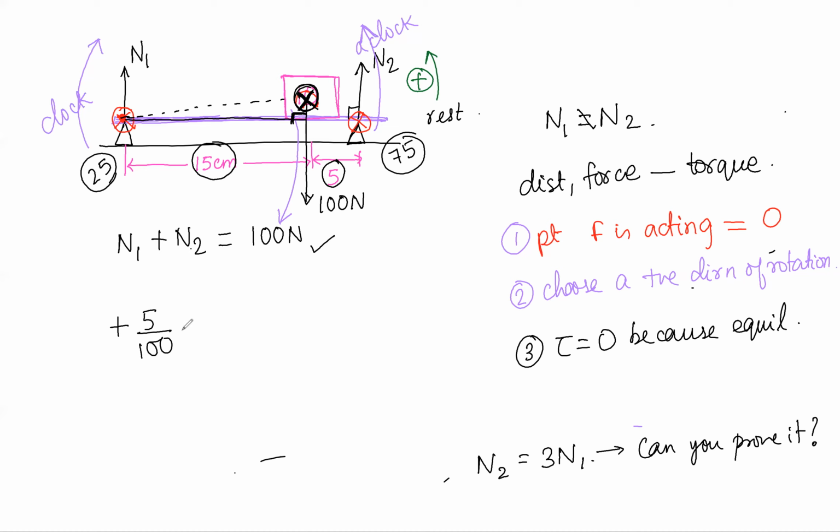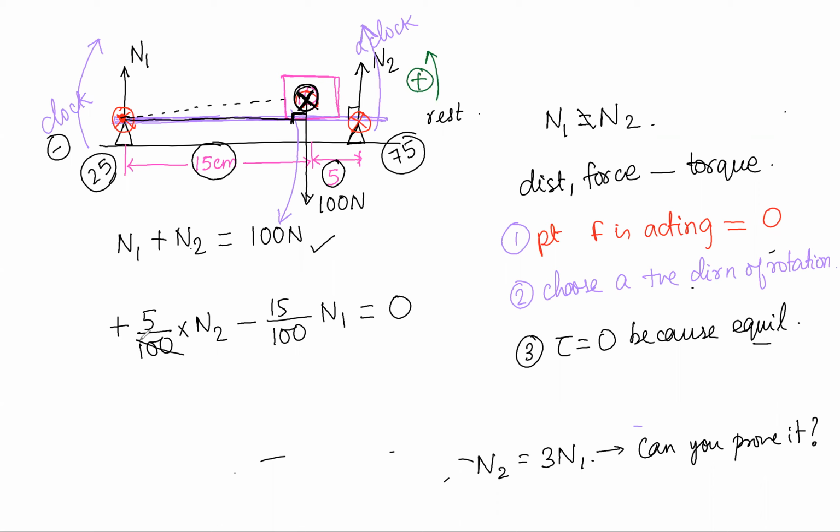So that is 5 multiplied by N2, and then the torque for N1 is minus 15 divided by 100, minus because I told you anti-clockwise is positive and clockwise is negative. So this direction is going to be negative. Minus 15 divided by 100 into N1 is equal to 0. Why 0? Because the system is in equilibrium. Three-step process: find the axis, find the direction of rotation, and then set the torque equal to 0.